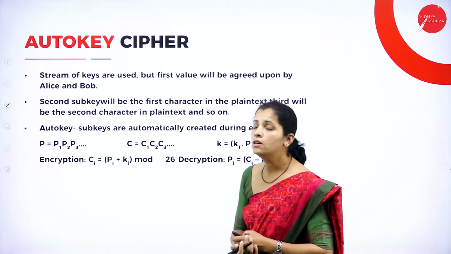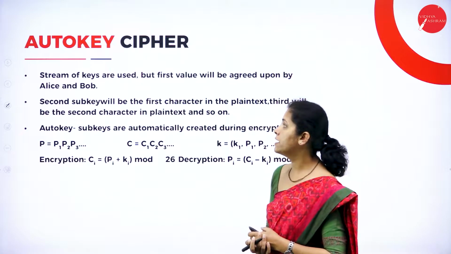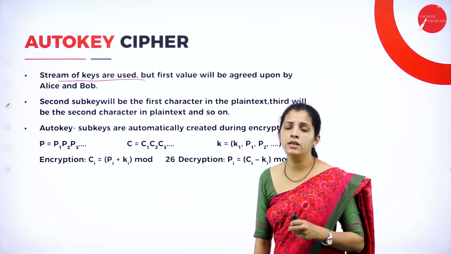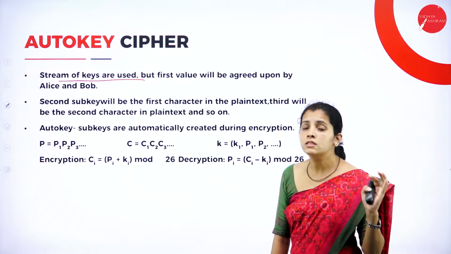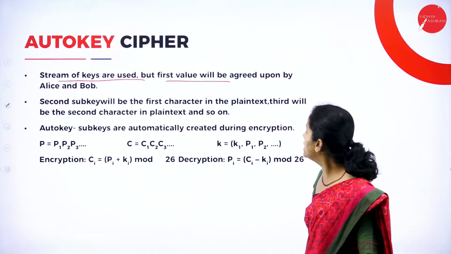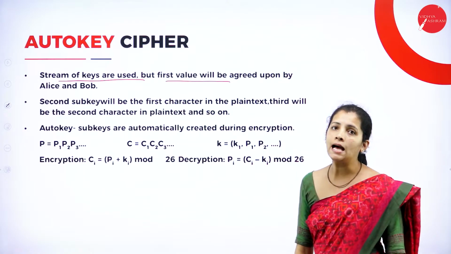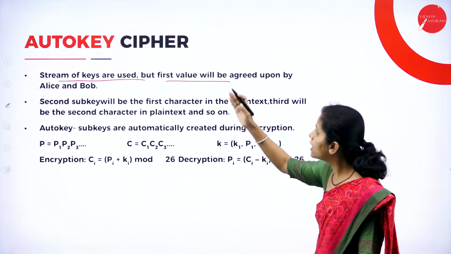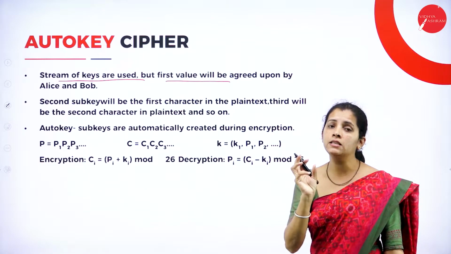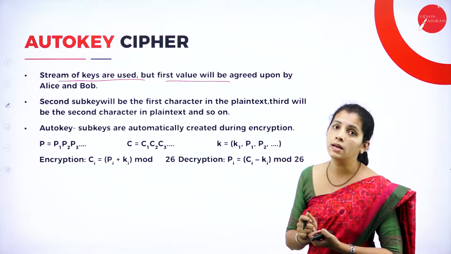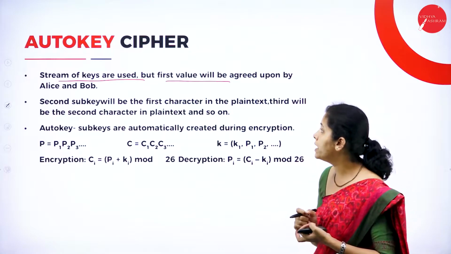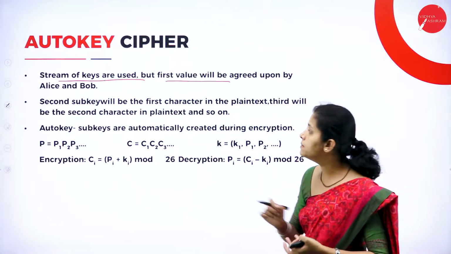So dear students, what is autokey cipher? So a stream of keys is used. So here once again I'm going to use a stream of keys, but the first value will be agreed upon by Alice as well as Bob. That means in autokey cipher I'm going to use a key, and the first key is agreed between sender as well as receiver. So here sender is nothing but Alice, and receiver is none other than Bob.